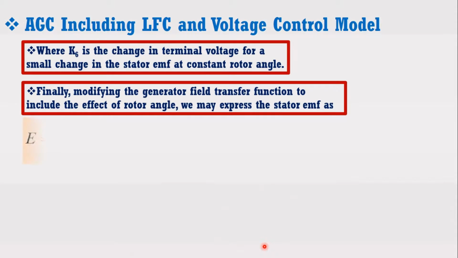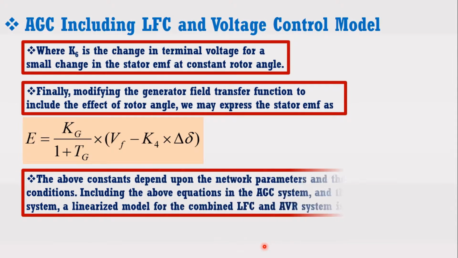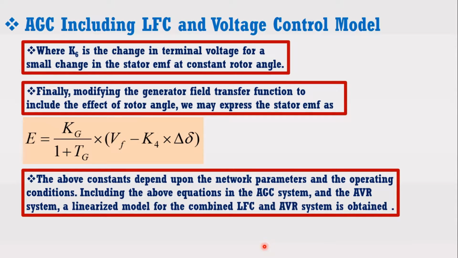Finally, modifying the generator field transfer function to include the effect of rotor angle, we may express the stator EMF as below. The above constants such as K2, K4, K5 and K6 depend upon the network parameters and the operating conditions. Including the above equations in the AGC system and the AVR system, a linearized model for the combined LFC and AVR system can be obtained.